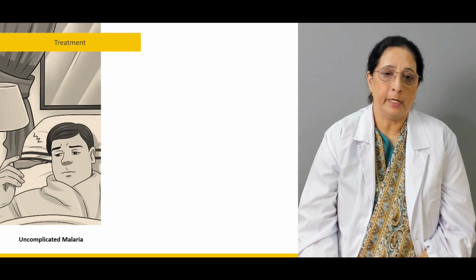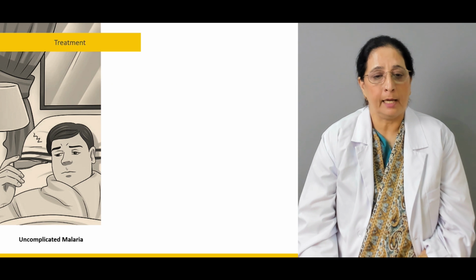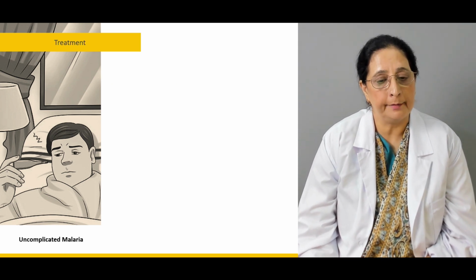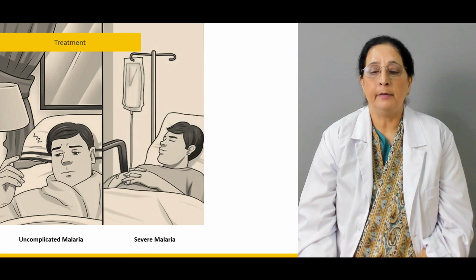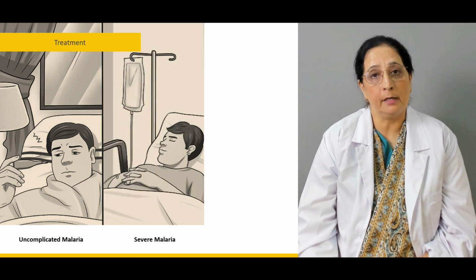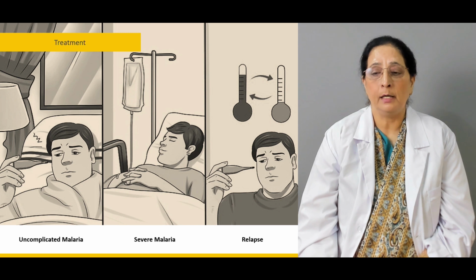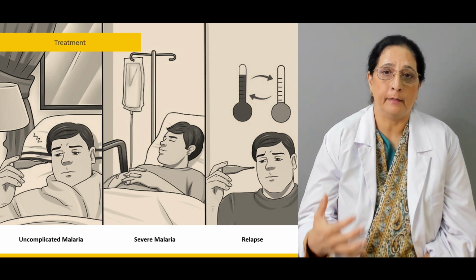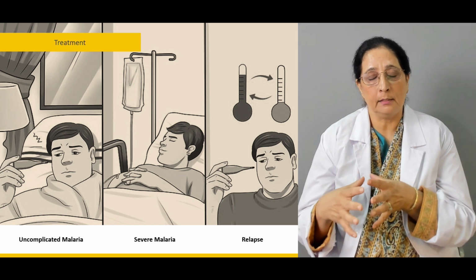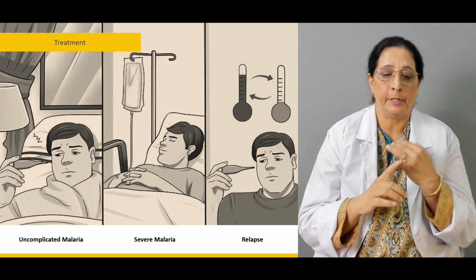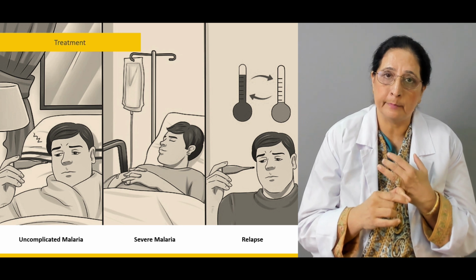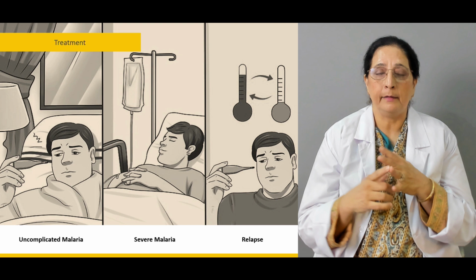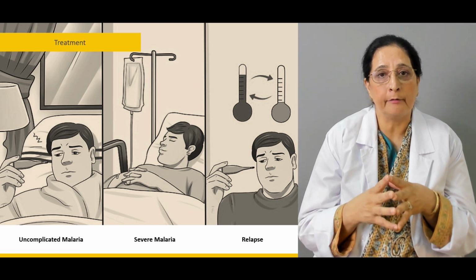Now the treatment of the patient. We have one patient who is an uncomplicated malaria patient. Then we have a patient with severe malaria, and one is a patient who has relapsed from malaria. So these are the three pictures: a patient with uncomplicated, mild malaria, severe malaria, and a patient with relapse.